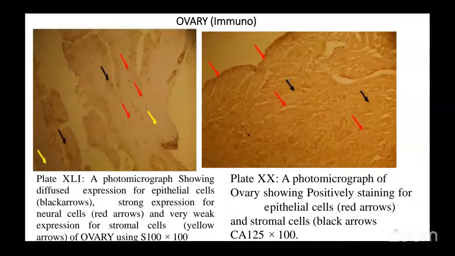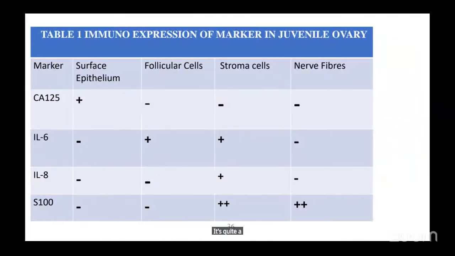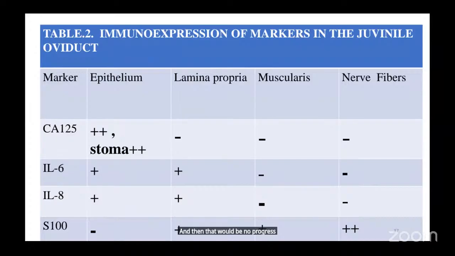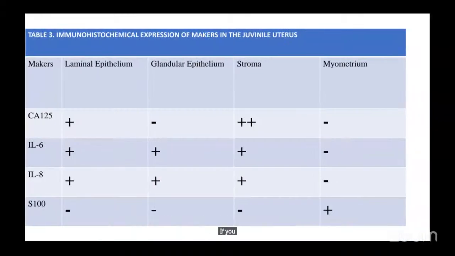This is the photomicrograph showing diverse expression of epithelial cells, strong expression of neural cells, and very weak expression for stromal cells. And this table summarizes it. You can see for this particular organ, ovary, you notice that it has the stromal cells and then that of the nerve fibers. Then if you look at this particular table again, at the level of the oviducts, you get the lamina propria, muscularis mucosa, and nerve fibers. If you go to that of the uterus, you still get it at the level of strong.